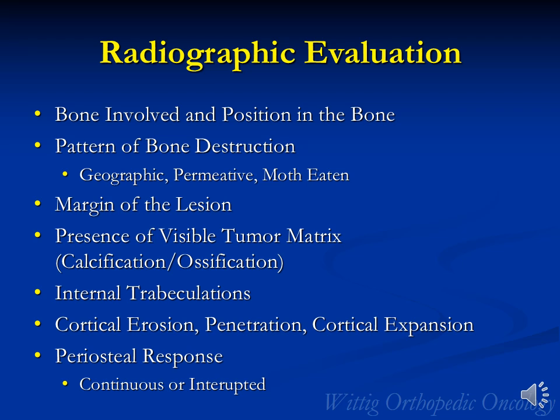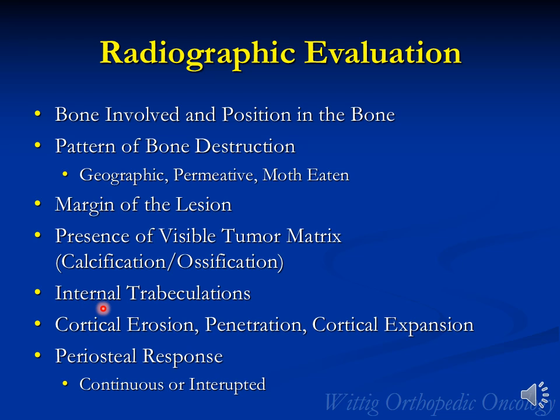So to summarize, for radiographic evaluation, you want to evaluate the bone that's involved and the position in the bone in both the longitudinal and transverse plane. The pattern of bone destruction, is it geographic, permeative, or moth-eaten? The margin around the lesion, is it well circumscribed with a thick sclerotic margin or a thin line around it? Is there any visible tumor matrix, such as calcification or ossification? Is there internal trabeculation?